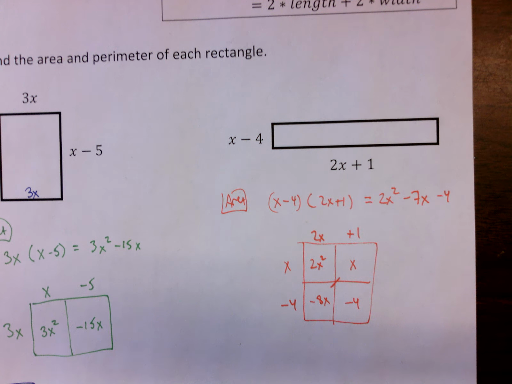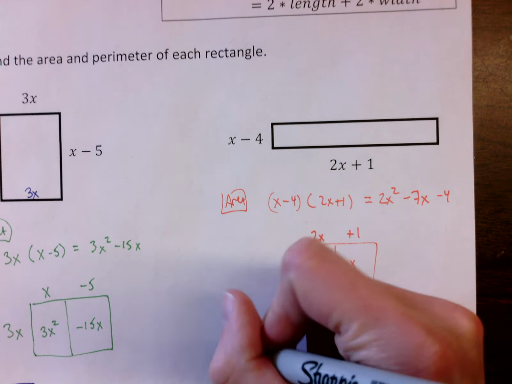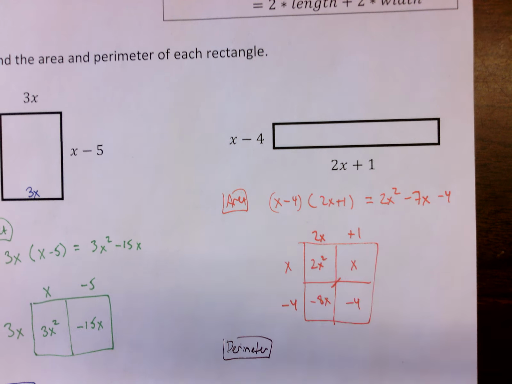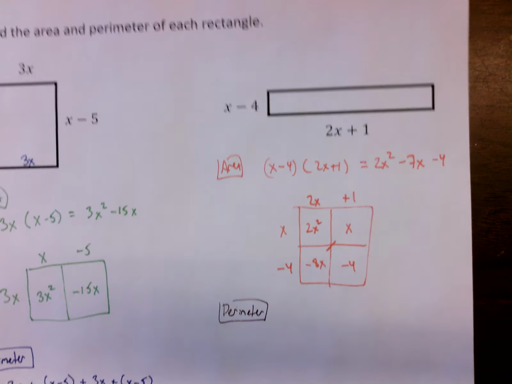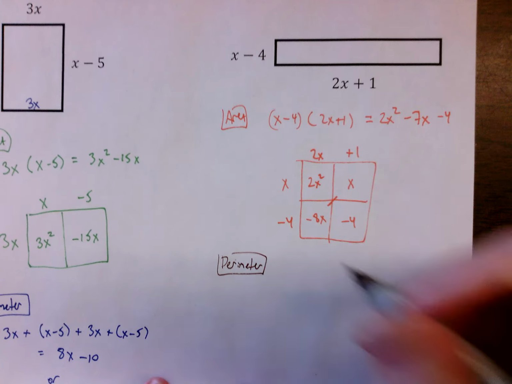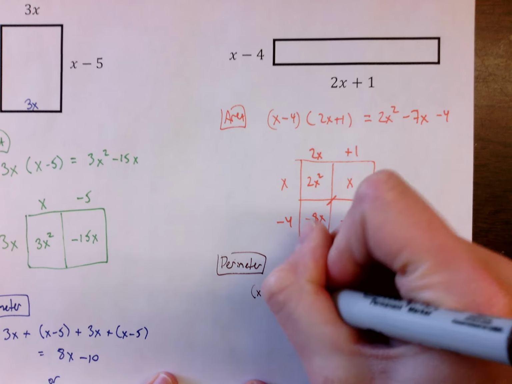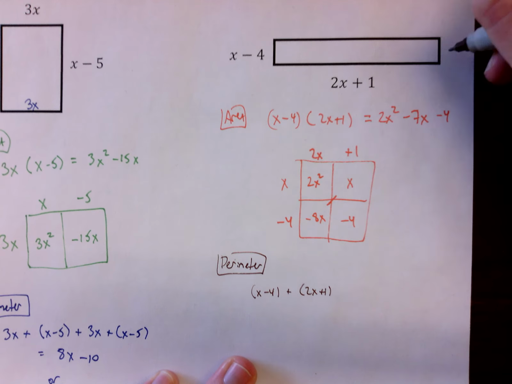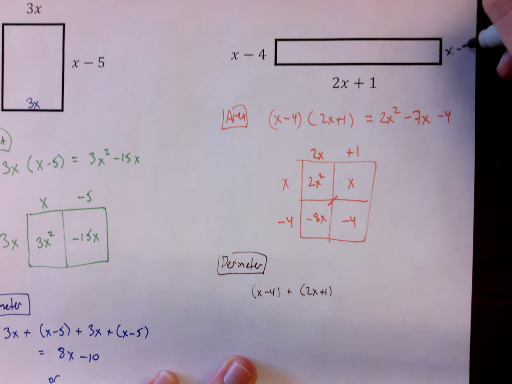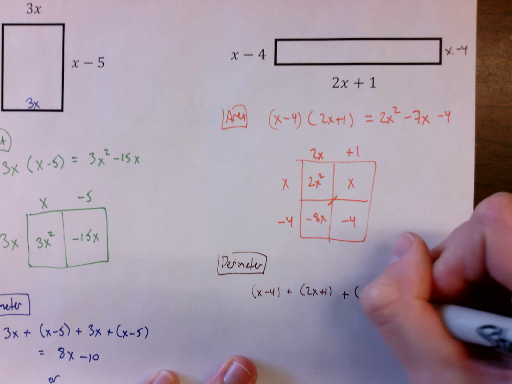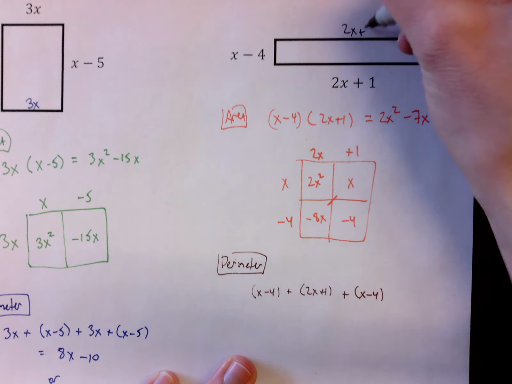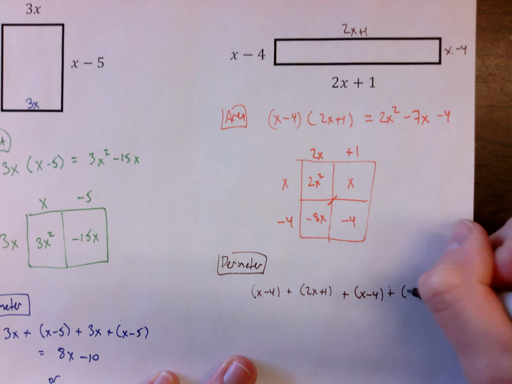All right, and now let's do perimeter. Again, we're adding up all the outside edges. We have two options for doing this. Option one is I can do x minus 4 plus 2x plus 1. And then this side over here, that's x minus 4 as well, so I'd add that on. And this side up here has to be the same as the one on the bottom, so that's plus 2x plus 1.